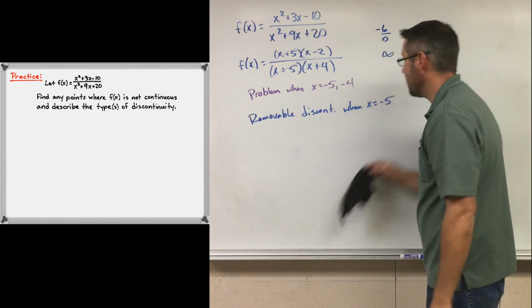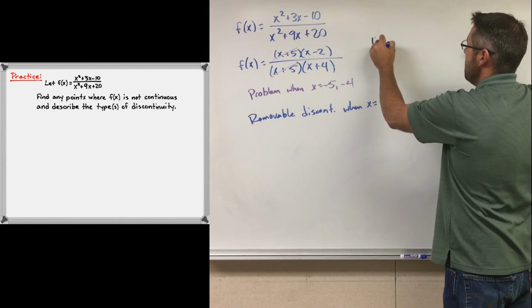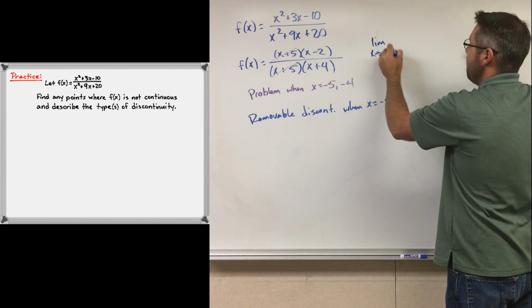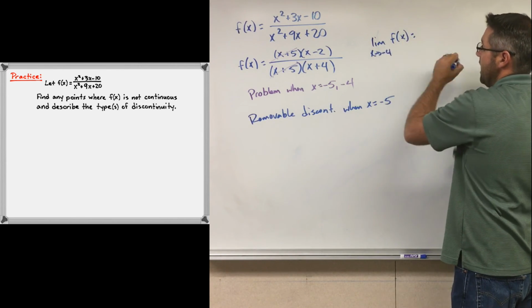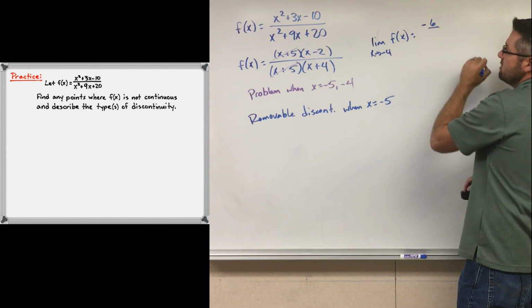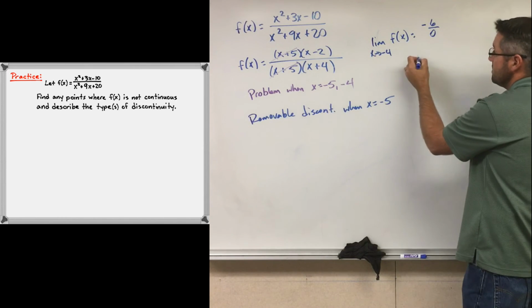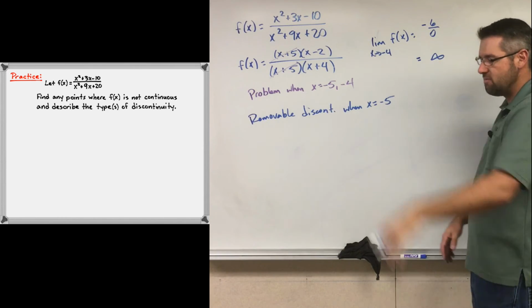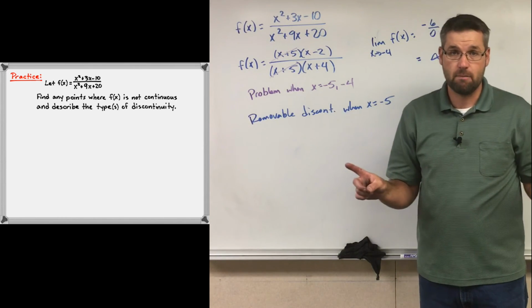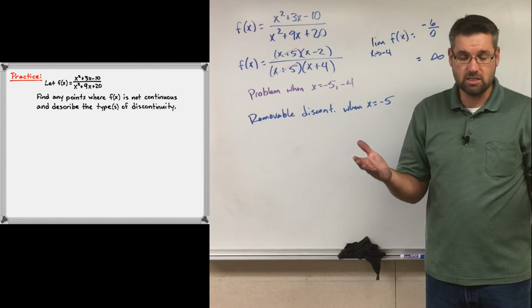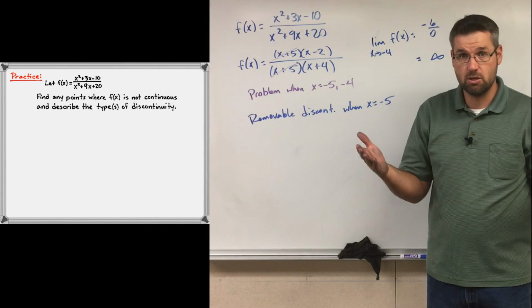You see, what I did there was I took the limit as x approaches negative 4 of f of x. And what did I get? I got negative 6 over 0. Now, I don't really care, which is some sort of infinity. It could be positive, it could be negative. I don't care, because that's not what the question was. The question is just identify the types of discontinuities.